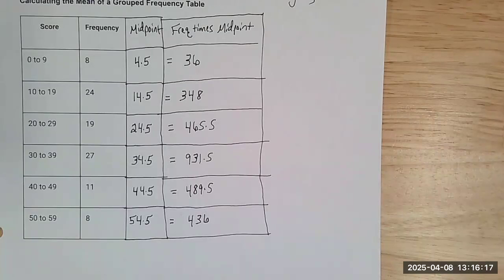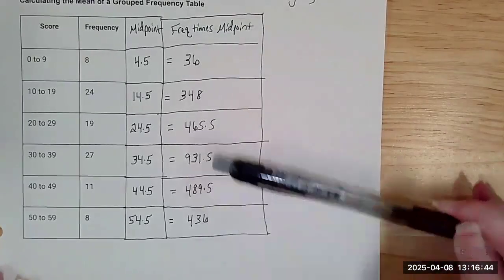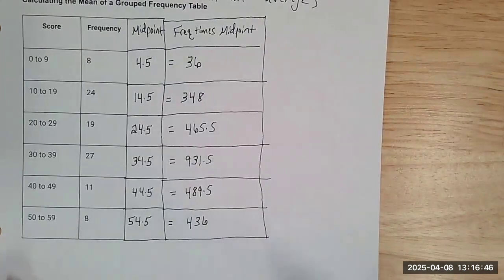So ultimately, when we go through, I'm going to take all of these and add them up. But I got to divide them by the number of people. Where am I going to get that from? The frequencies. So we're going to need to go 8 plus 24 plus 19 plus 27 plus 11 plus 8 to get how many people we need to divide by. So I need to add all these up, and then I need to add up all the frequencies as well. So if you look at the formula she gave you, they've got the summations on there. It's because she's saying we're going to have to add them all up.